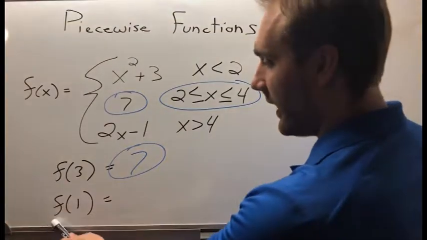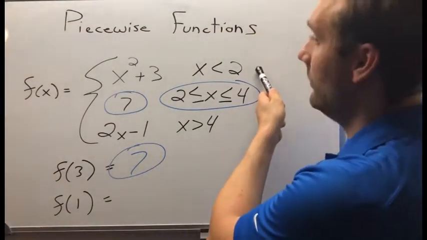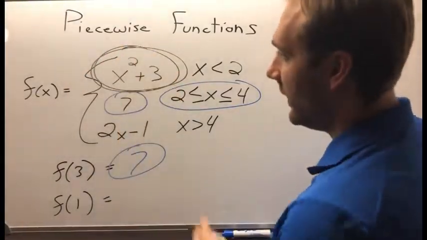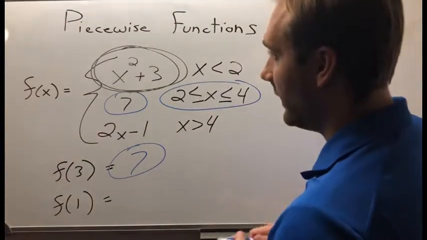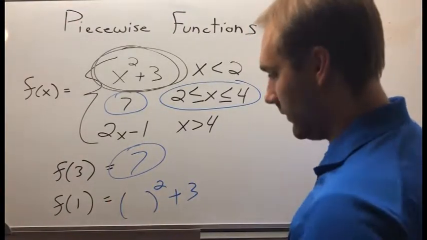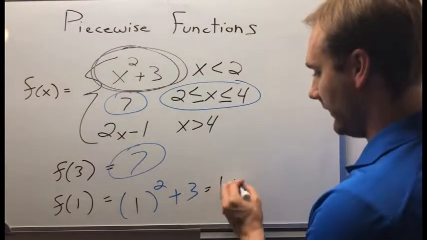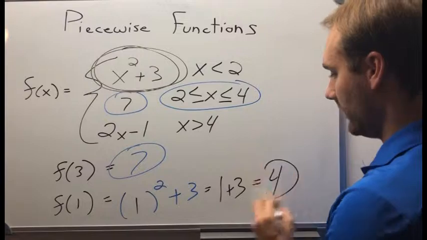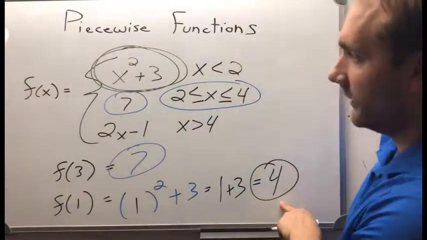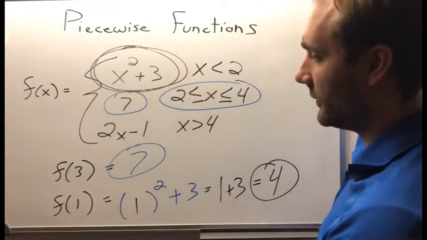All right, now let's find f of 1. F of 1, where does that fit? Is it less than 2? Well, it is less than 2. So I'm going to look at this part of my function and plug in 1 for x. I have x squared plus 3, where I'm going to plug in 1 for x. 1 squared is 1, plus 3 is 4. So what is f of 1 on this piecewise function? It is 4, because it fits in this part of the piecewise function.